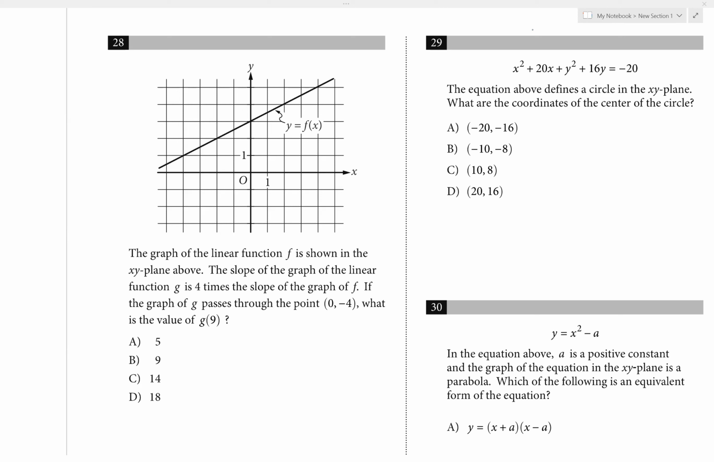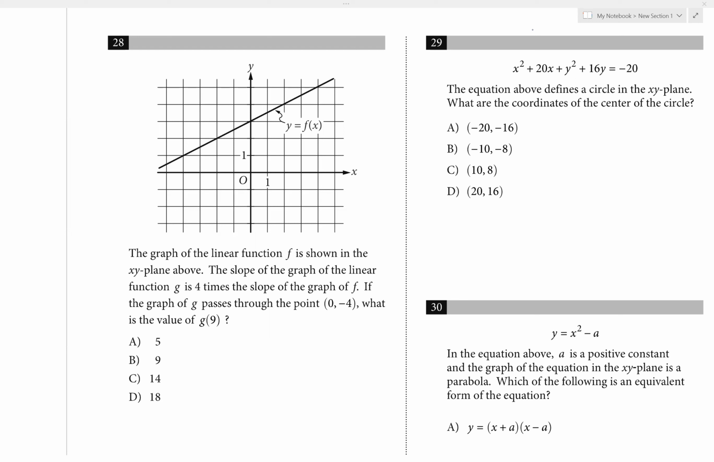Okay, so they told us that the function g has a slope that's 4 times the slope of f, and f is the one that's given on the graph. So what we can do is solve for the slope of the line g first. To do that, we first have to figure out the slope of line f. Looking at the graph, the slope is rise over run.